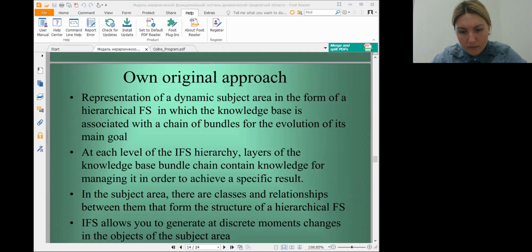Our original approach: representation of a dynamic subject area in the form of a hierarchical FS, in which the knowledge base is associated with a chain of bundles for evaluation of its main goal. At each level of the hierarchy, layers of the knowledge base bundle chain contain knowledge for managing it in order to achieve a specific result.